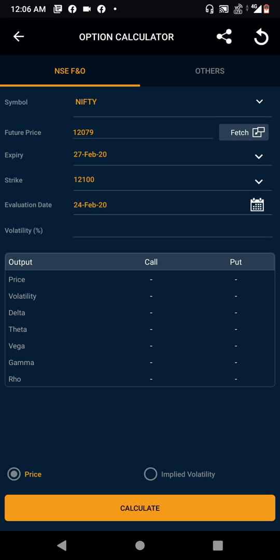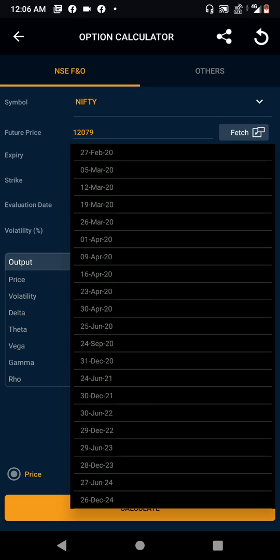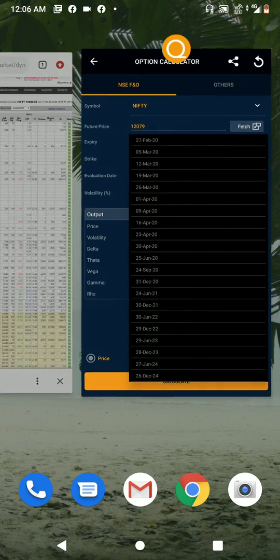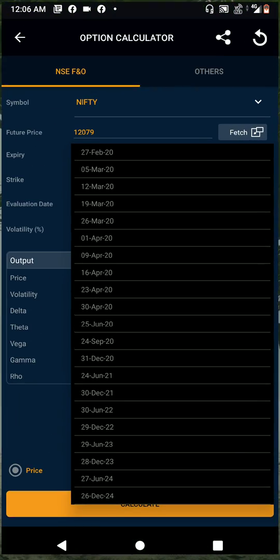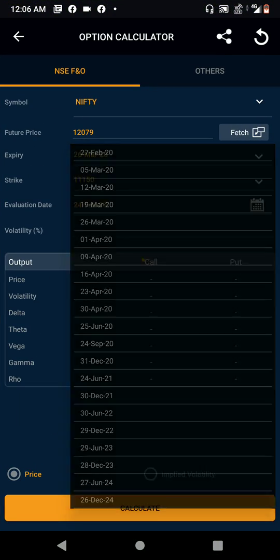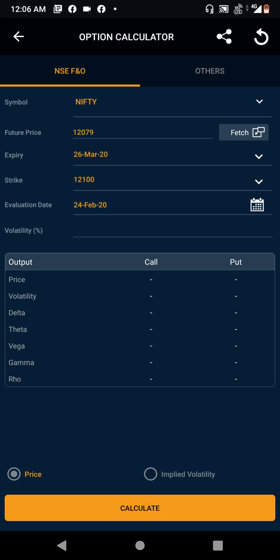So what is the underlying price? We got it readily. It's 12079. Our strike price is 12,100, but we need to change the expiry. It's 26 March, right? So what is the evaluation date? The evaluation date is 24th February. That is the date where we are valuing the option as of today.